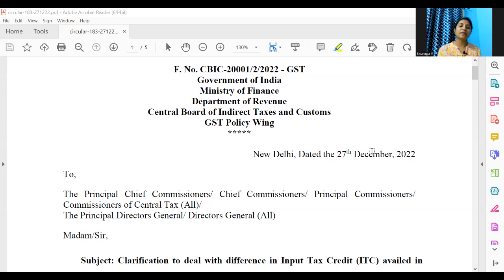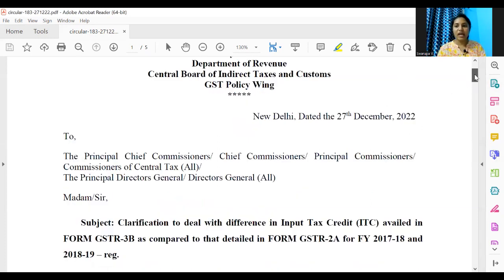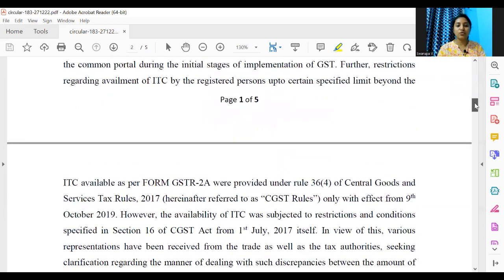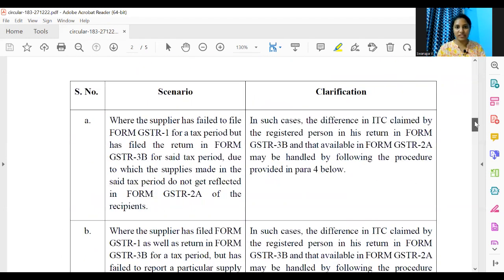And because of that, many of us have taken credit based on Section 16. And later on, this reconciliation with GSTR 2A came into being, and there were a lot of notices in this regard. So, by way of this circular, they have provided relief to 4 categories of differences.